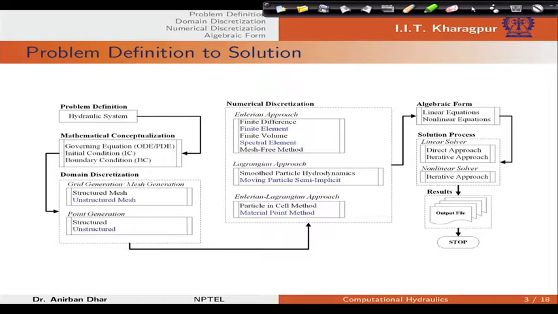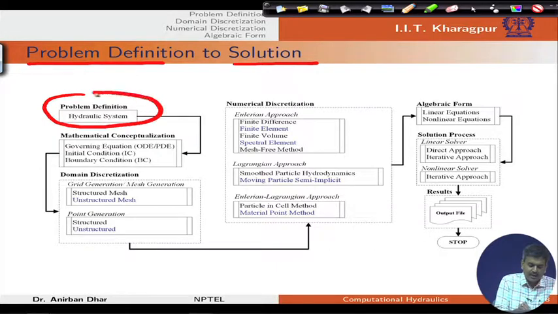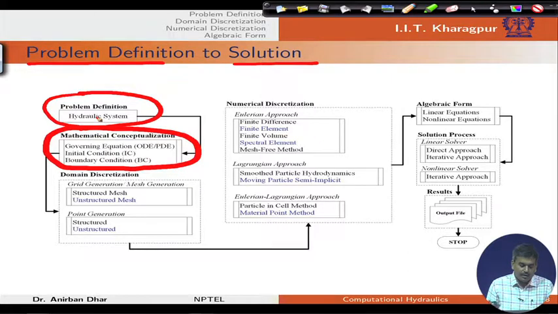This flow chart, you already know, goes from problem definition to solution. Problem definition is basically defining the actual complex situation or problem in the field. Then we conceptualize the problem in terms of a differential equation, initial condition, and boundary condition. Depending on the mathematical conceptualization, we can omit the temporal term, and then we will require only boundary conditions, because the time component will not be there.